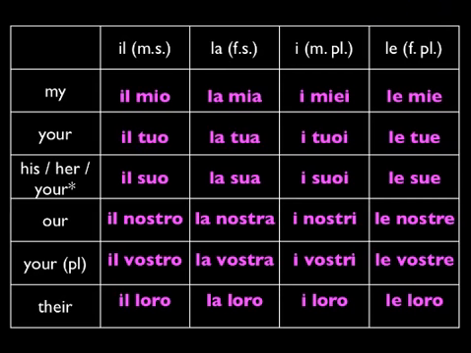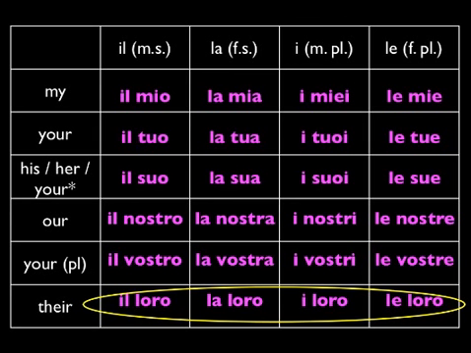Alright, first is loro, and strangely enough, in all of the major forms above the loros, we notice that the masculine singulars, they end in O, the feminine singulars end in A, the masculine plurals, they end in I, and the feminine plurals, they end in E, which is exactly what you would expect. But if you look down at the loro forms, the their forms, you'll notice that they never change. They're invariable. Loro always stays the same no matter what the gender and number of the thing that's being possessed.